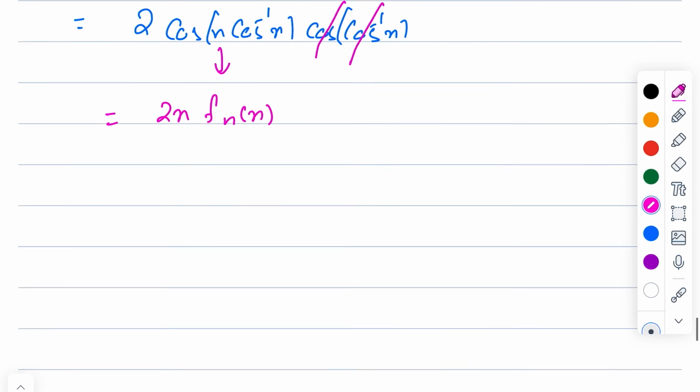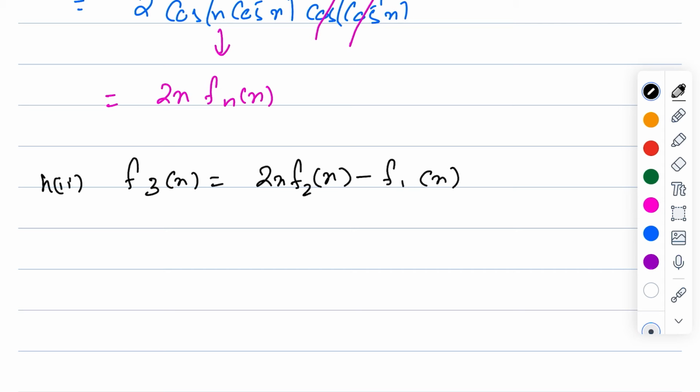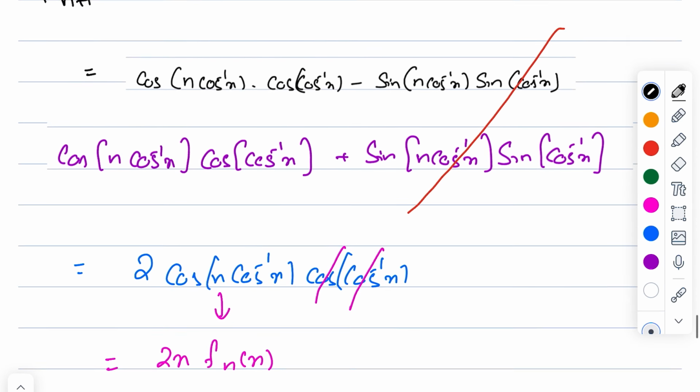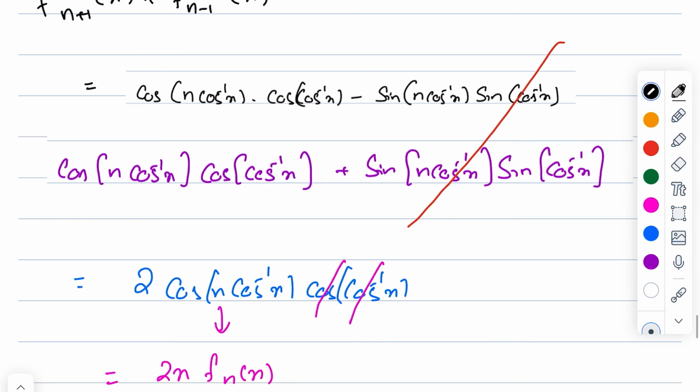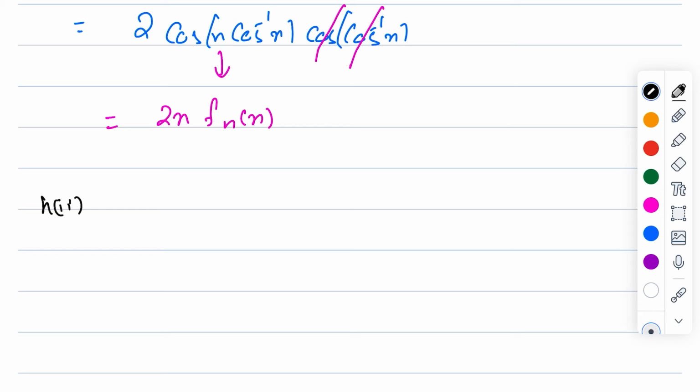Now, hence, express f3 of x. So f3 of x will be 2x f2 of x minus f1 of x. From there, we can get that one. So n equals 2. So this is a formula. Let me write that one step by step, then it will be easy to understand.